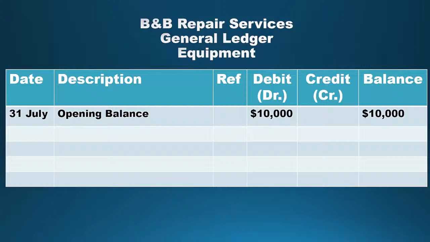4. Equipment. The equipment account represents the tools or machinery the business owns. On July 31st, the balance is $10,000. Equipment is an asset, so the opening balance is recorded on the debit side of the ledger. 5. Vehicles. Vehicles are another asset, representing the company's transportation equipment.